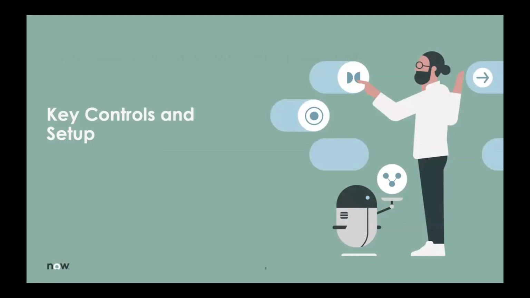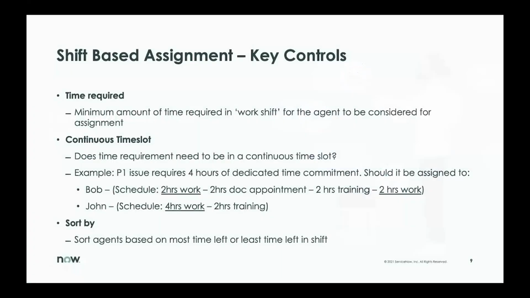So let's talk about some of the key levers that you have at your disposal for making these decisions. The first lever that you have is time required. This is the minimum amount of time that an agent would require to be even considered for assignment. If the agent doesn't have at least this much amount of time left in his or her shift, he should not even be considered.